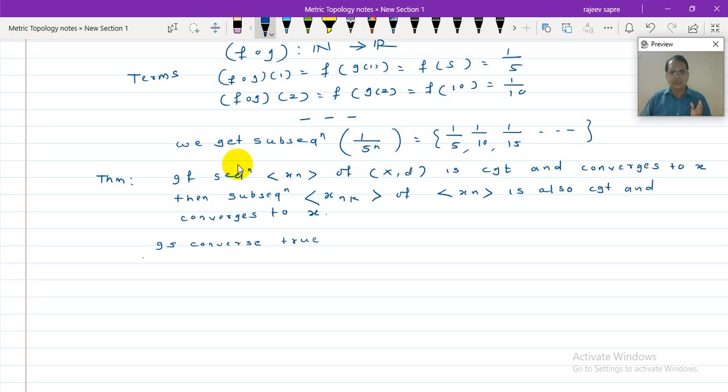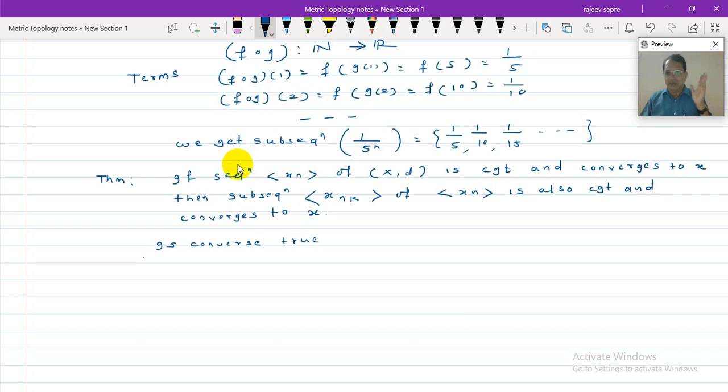Here what we have proved? Sequence convergent implies subsequence convergent. But if a subsequence is convergent, does it imply the sequence is convergent? We are saying no. And now you know many results we have proved. This is the 15th lecture that is going on.